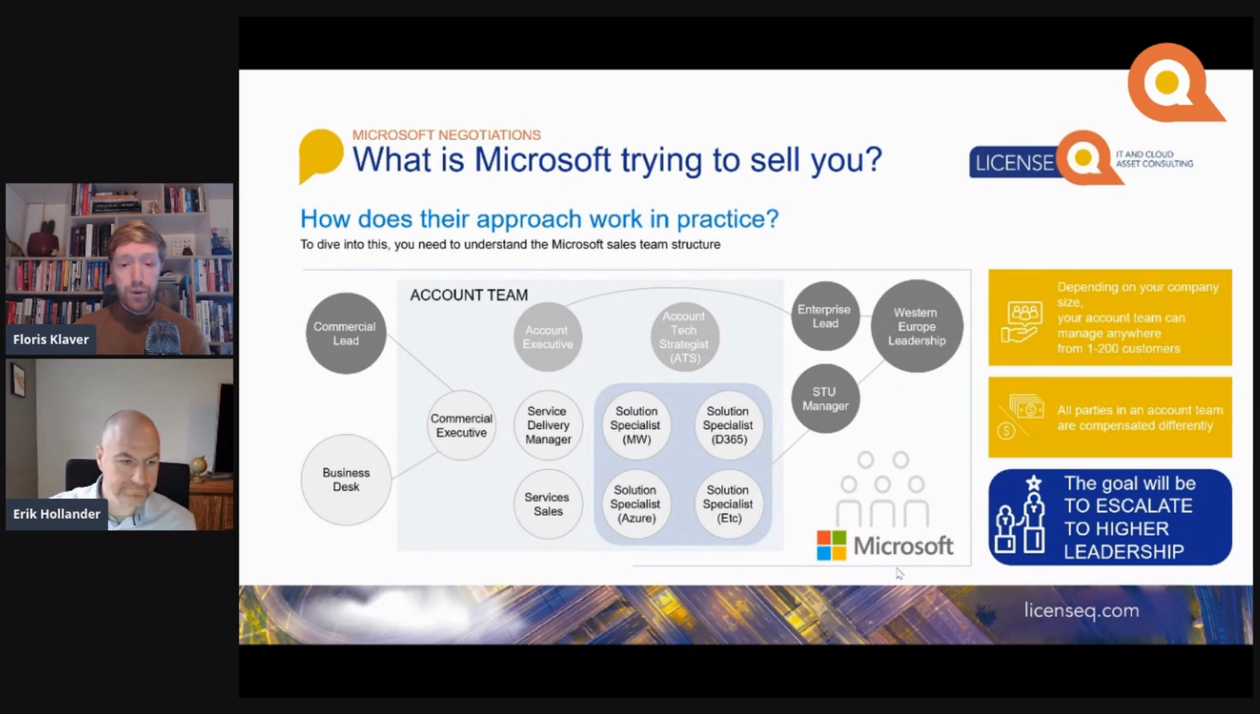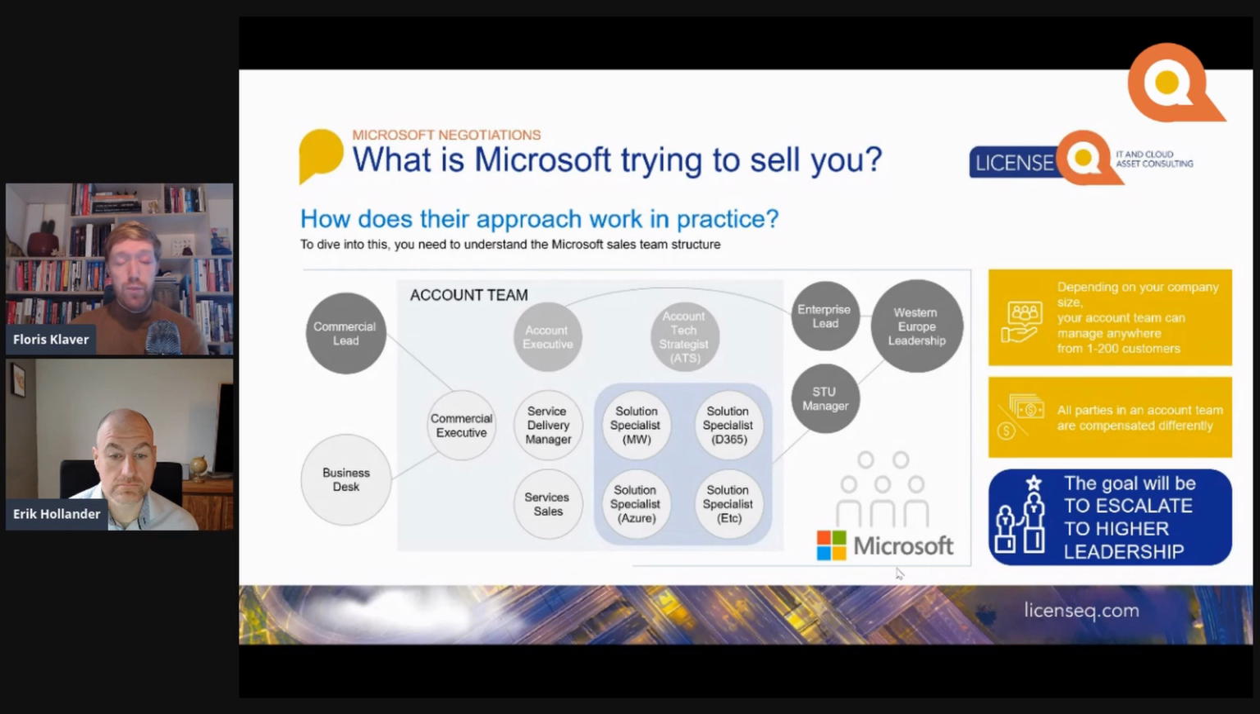And then you have a plethora of people that are what they call solution specialists, and they have their niche products within Microsoft or a very large section of Microsoft. For instance, a solution specialist can be a modern workplace or MW specialist that focuses entirely on the workplace, so anything related to Microsoft 365, for instance.